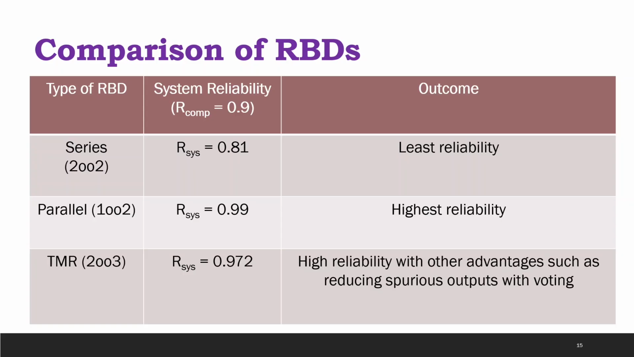0.972. Now, if you see their reliabilities, the series configuration has the least reliability. The parallel configuration has the best reliability. However, TMR is also used in some cases because it not only offers high reliability but also other advantages such as reducing spurious outputs with voting.